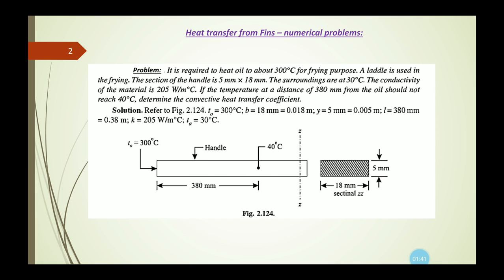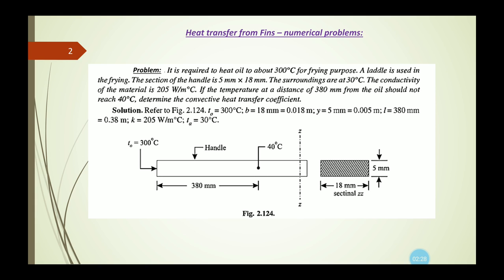The first problem states that it is required to heat oil to about 300 degrees centigrade for frying purposes. A ladle is used in the frying. The section of the handle is 5 mm by 18 mm. The surroundings are at 30 degrees centigrade. The conductivity of the material is 205 watt per meter degree centigrade. If the temperature at a distance of 380 mm from the oil should not reach 40 degrees centigrade, then determine the convective heat transfer coefficient.